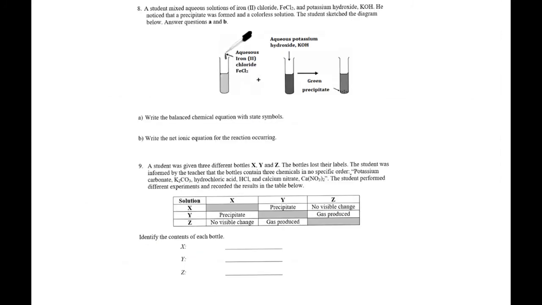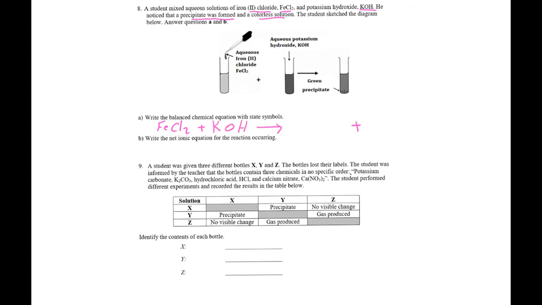A student mixed aqueous solution of iron 2 chloride, FeCl2, and potassium hydroxide, KOH. He noticed that a precipitate was formed and a colorless solution also formed. Students sketch the diagram below. Answer questions A and B. Write balanced chemical equation for the reaction with the state symbol. Iron 2 chloride, FeCl2, plus KOH.